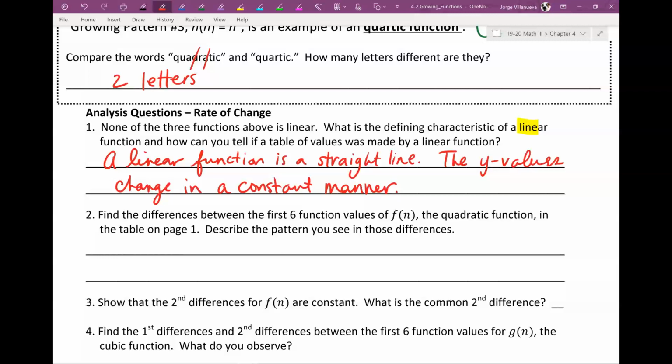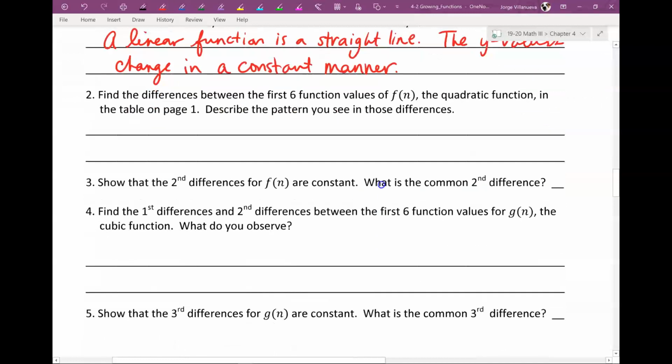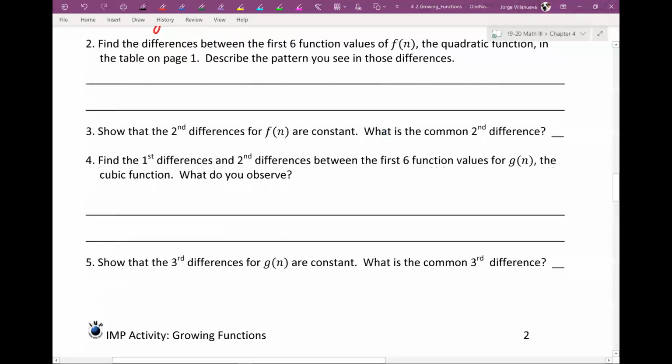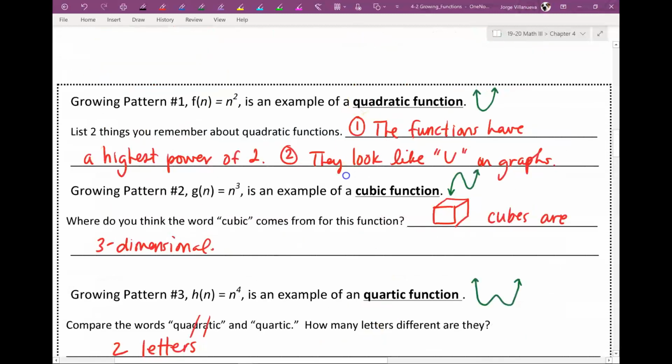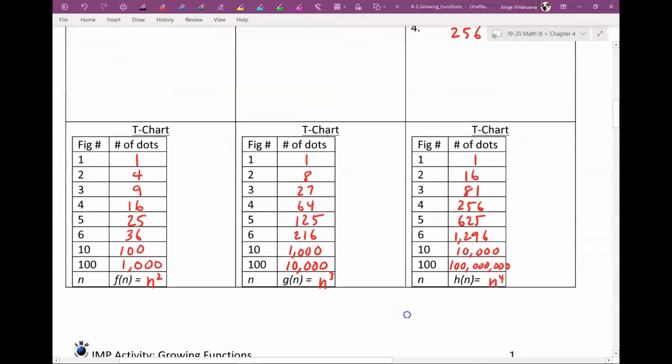Now, here's the part that you guys need to know for your homework, and it's not terrible, okay? It's not that difficult. And I already did most of the calculations, so you guys don't have to worry about bringing out your calculator here. But we're going to learn about what's called first differences, second differences, third differences on a table, okay? So right now you'll see what that means. So number 2 says, find the differences between the first 6 function values of f of n, the first chart, okay? The quadratic function. In the table on page 1, describe the pattern you see in those differences. So here we go. We're going to go back up. Remember I told you we were done with page 1, but not entirely.